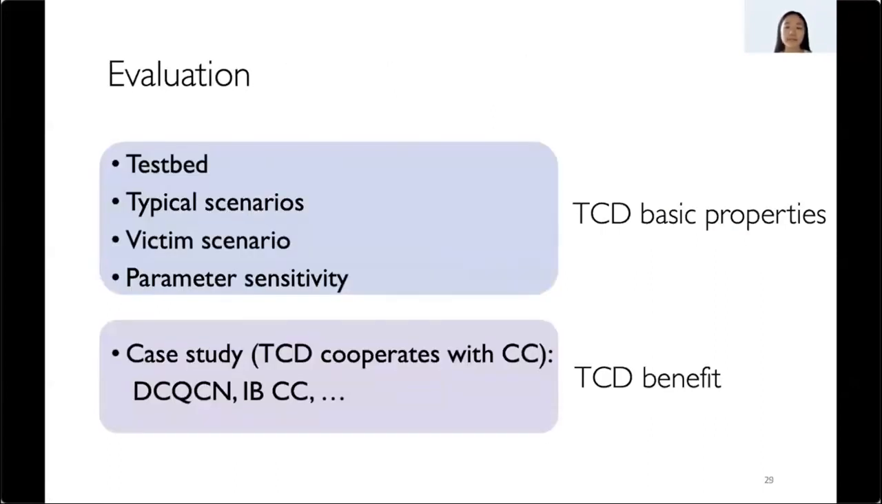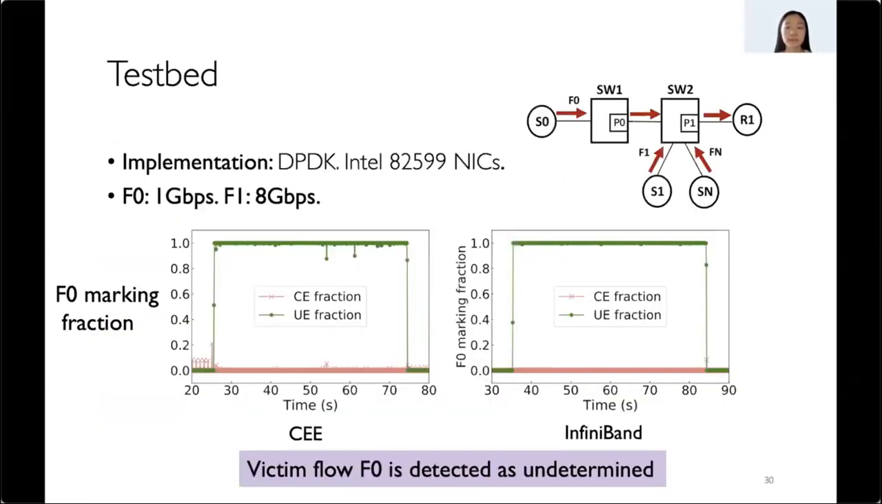Now we evaluate TCD. The evaluation is mainly composed of the validation of TCD basic properties and case studies. We implement TCD using DBTK and build a compacted topology. We record the marking fraction of flows. For both CE and InfiniBand, the weakening flow F0 is detected as undetermined rather than congested.